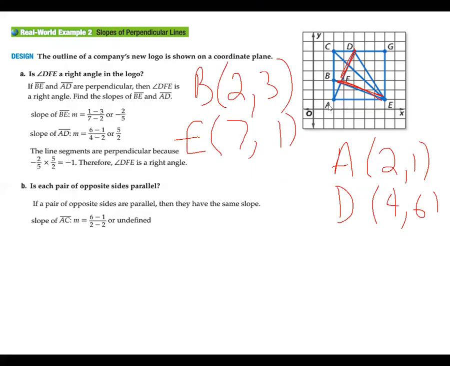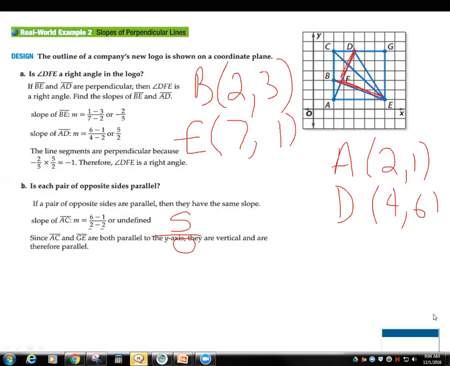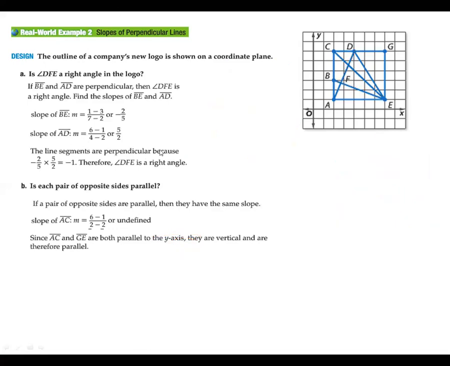If I get the slope there, you could see that it's a vertical line, so its slope should be undefined because 6 minus 1 is 5, and then 2 minus 2 is 0. So anytime you're setting up a slope form and you get 0 in the denominator, you know you're going to have a vertical line. So the opposite side, GE, also has an undefined slope because it's a vertical line. And since AC and GE are both parallel to the y-axis, they are vertical and are therefore parallel. All right, we got to do the other pair now.